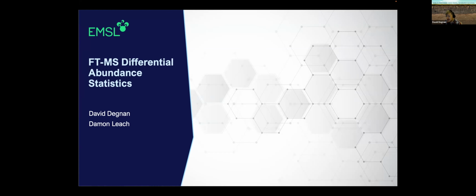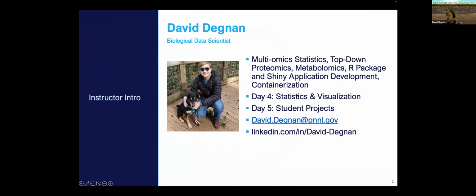So a little bit about me. I do multi-omic statistics, top-down proteomics, and metabolomics. I've done a lot of R package development and Shiny application development, containerizing those so that they can live on servers, and people who can't code and can't implement Docker containers can use them in a cloud computing setting.